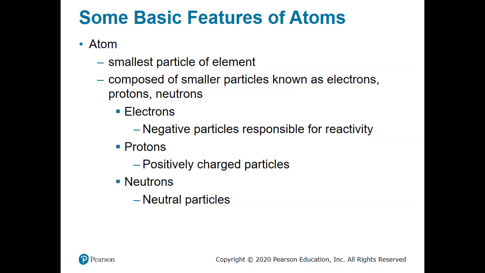All right, so now we're getting into the atom itself. Now, by definition, an atom is the smallest particle of any element. So if I break down any of those substances on the periodic table and get them down to a single unit, that unit would be the atom. Now, inside of that atom, we have protons, neutrons, and electrons. Those three are known as subatomic particles.